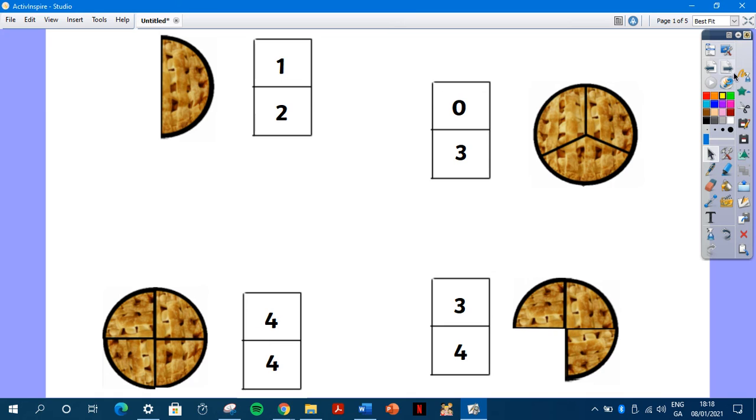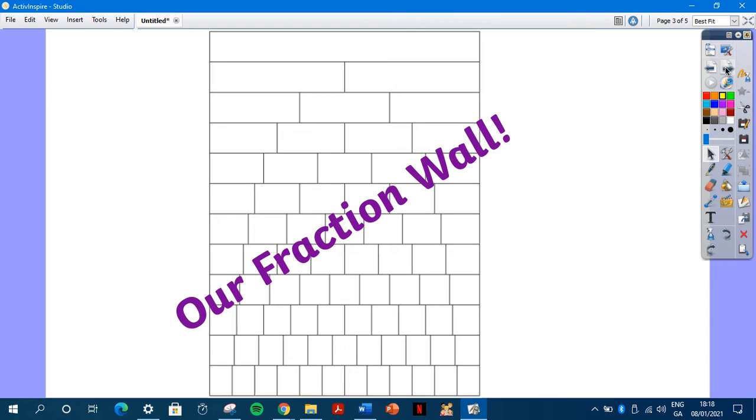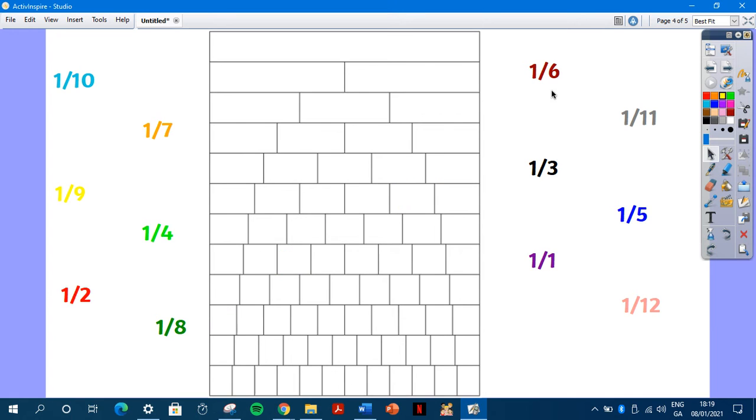Okay, so these are the fractions. So we should know those pretty easily. What we have to help us is a fraction wall. A fraction wall helps us to see which fractions are equal to each other and which fractions are smaller and smaller and smaller. And we'll see that in a second. Okay, so here are our different fractions.